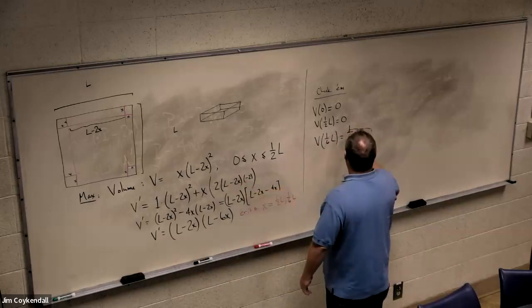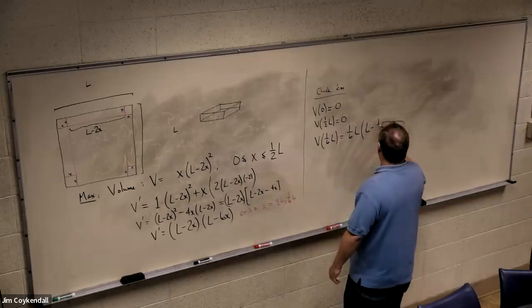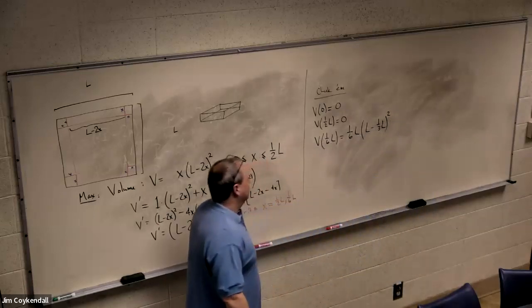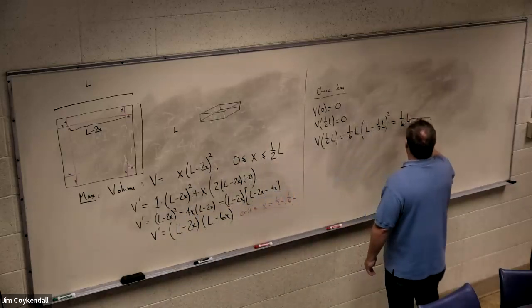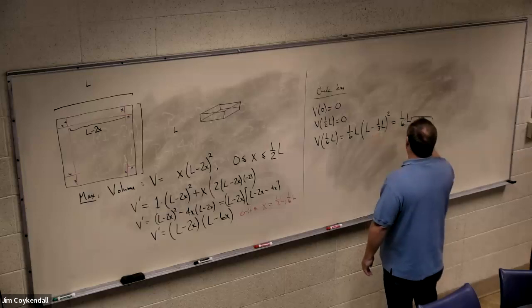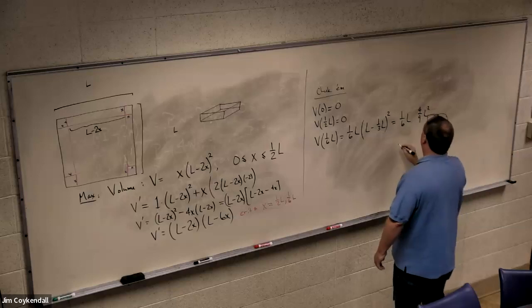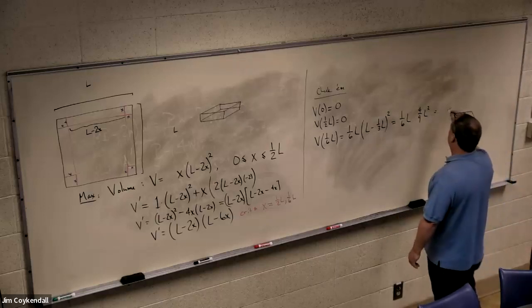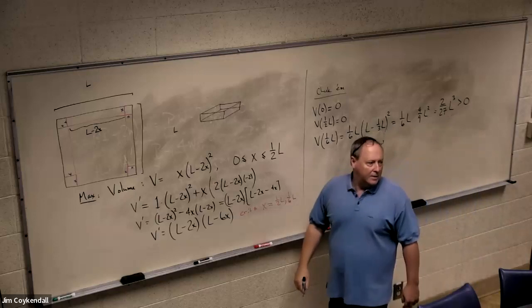I put in 1/6 L, and then I get L minus 2 of 1/6 L, that's a third, and then squared. So this is 1/6 L. We'll see that's going to be 2/3, so that's 4/9 L squared. So I get 2 over 27 L cubed.